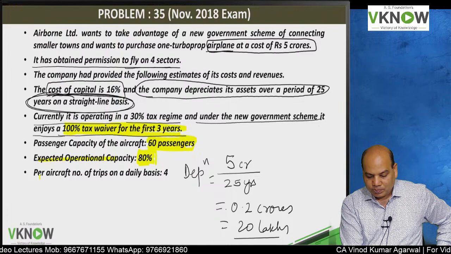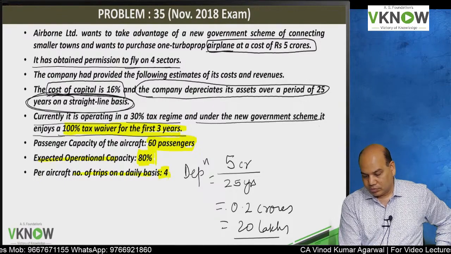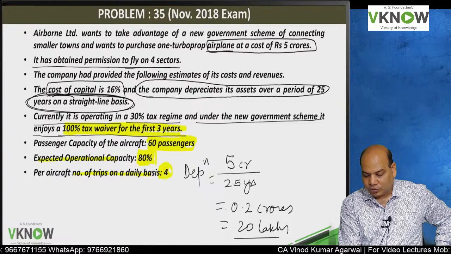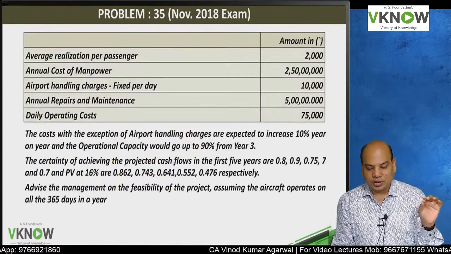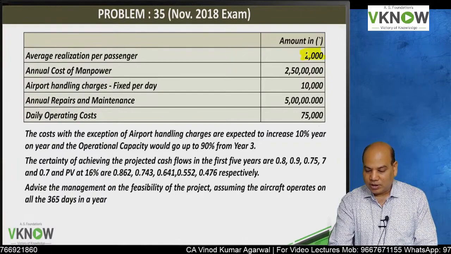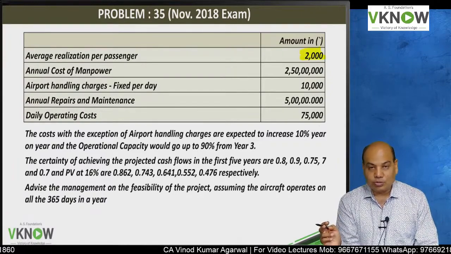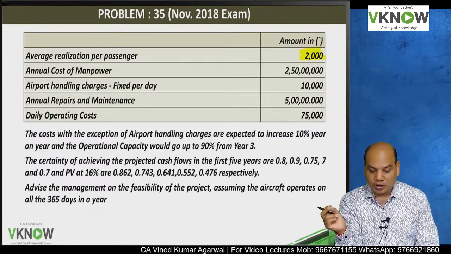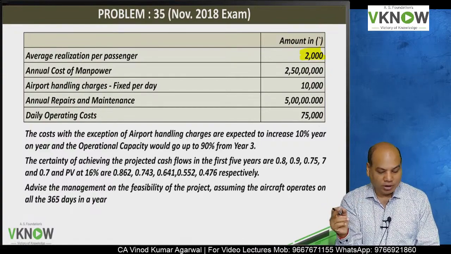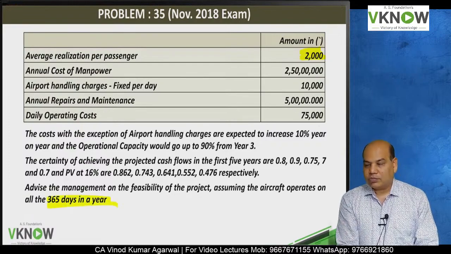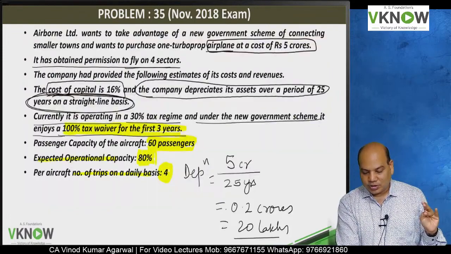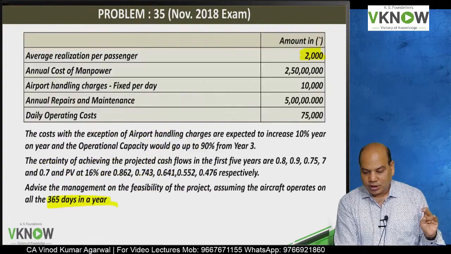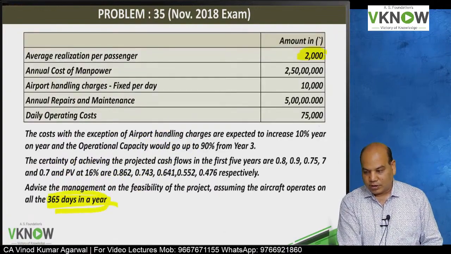Per aircraft number of trips on a daily basis is 4. So number of passengers multiplied by 4 will give you total number of passengers travelled per day. After calculating total number of passengers per day, you will multiply by average realization per passenger, 2000. That will give you revenue per day, into 365 days will give you annual revenue. So how do you get annual revenue? 60 passengers into 80% into 4 trips per day into 2000 into 365. Oh my God.